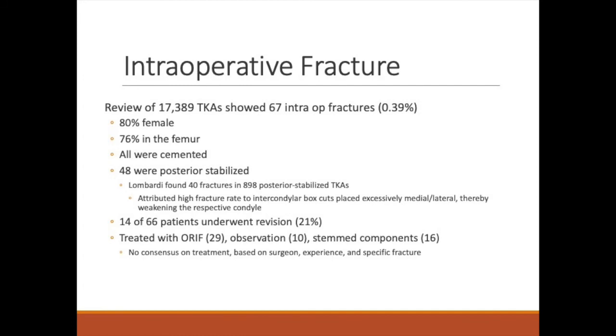Adolph Lombardi found 40 fractures in 900 posterior stabilized total knee arthroplasties, and he attributed the high fracture rate to the intercondylar box cut placed excessively medially or laterally, thereby weakening the respective condyle. 14 out of 66 patients required revision of the components. In terms of other treatment, 29 received an open reduction and internal fixation, 10 were able to be managed with simple conservative measures and observation, and 16 were managed intraoperatively by conversion to stemmed components as opposed to typical resurfacing components. There's no real consensus on treatment. It's based on the surgeon, the experience, and the specific type of fracture and location.